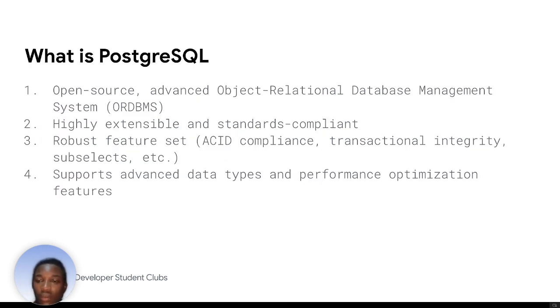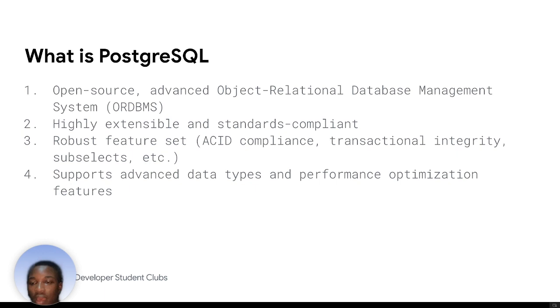Then we look at the next subtopic of this slide, which is what is PostgreSQL. PostgreSQL is an open source advanced object relational database management system. What this simply means is that a database like Postgres is open source, meaning that you can go there, edit the code or make changes if you like, meaning that it's available to the public. When we say it's an advanced object relational database management system, it means it is quite advanced. You can use it to do multiple types of schemas, add different types of tables, different types of data types, and it's highly extensible and standards compliant.